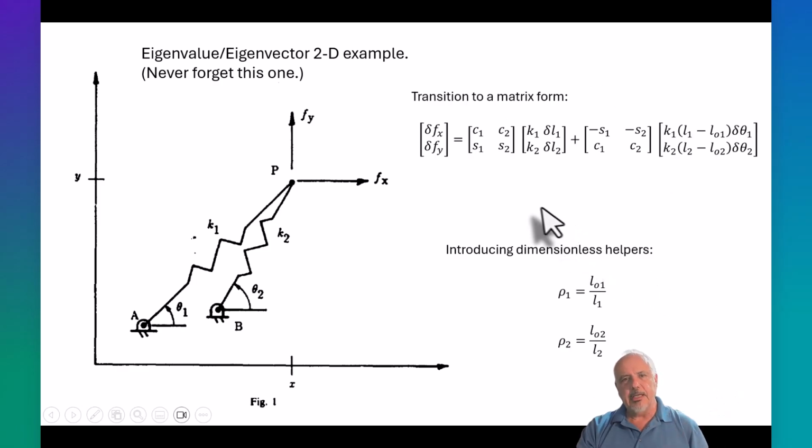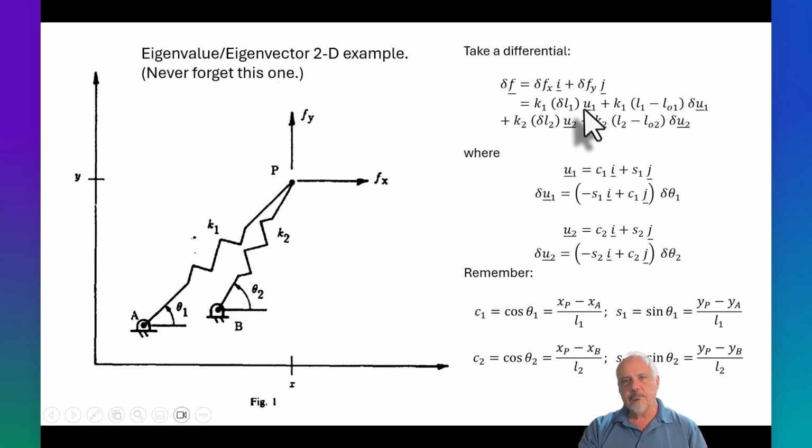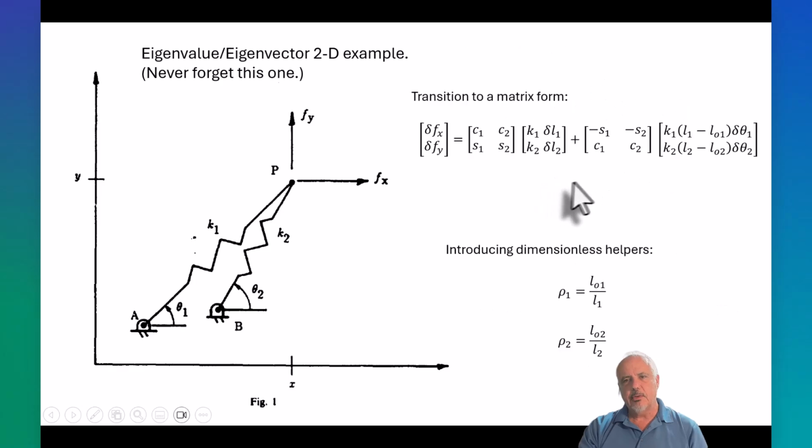And then I try to put that back into a matrix form. Basically, I'm going to describe what the U1 and the U2 and then the delta U1 and the delta U2 are. So that's U1, that's U2 times the change in the first spring length, change in the second spring length, and this is the delta U1 and delta U2 times the force in the first spring times delta theta 1 and the force in the second spring times delta theta 2.